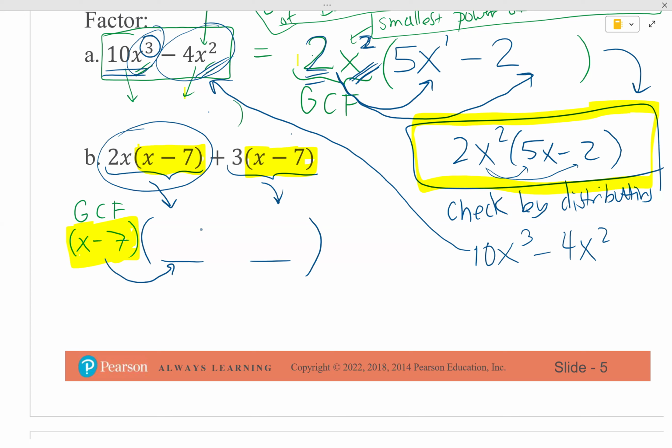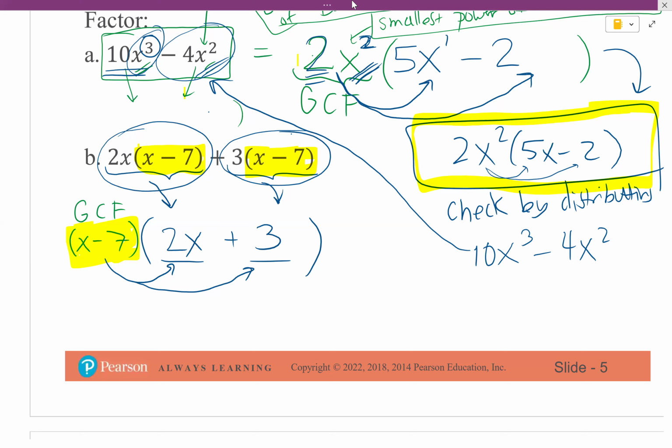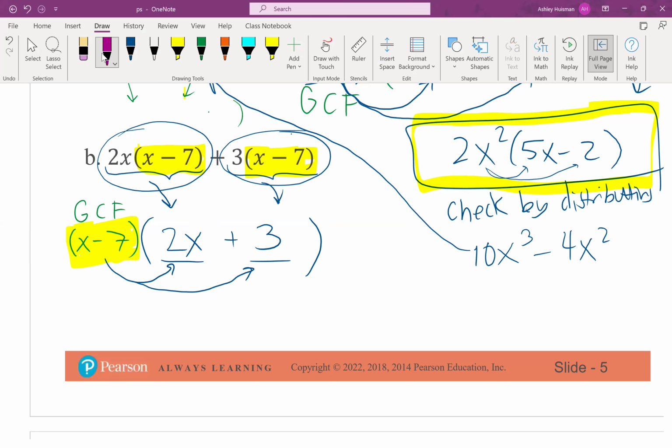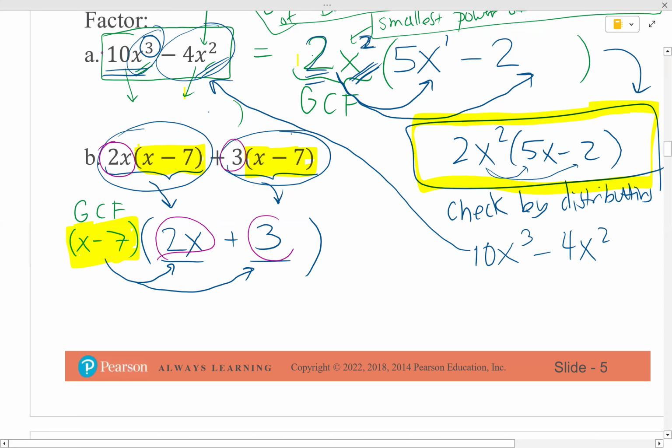X minus 7 times, well, the only thing it's missing is that 2x. And then similarly, x minus 7 times what would make this term? Well, the only thing I'm missing is the 3. So it's kind of like the leftovers go in the second parentheses. This 2x and the 3, they go here and here. It looks weird, but that's our answer.